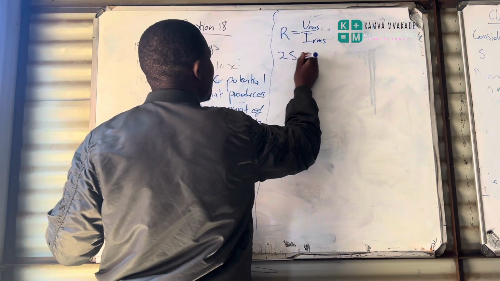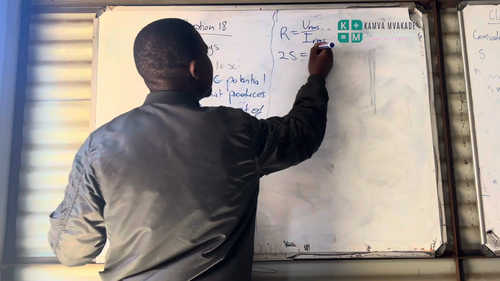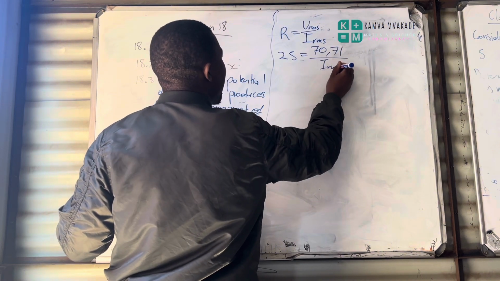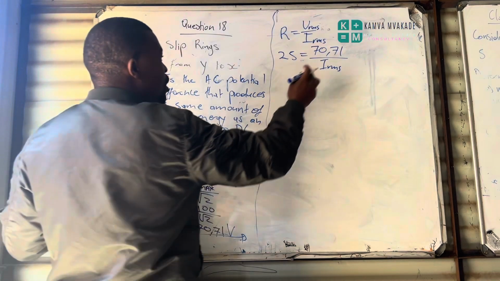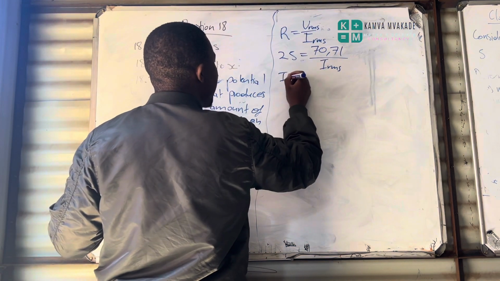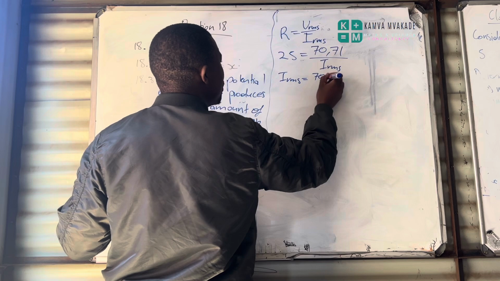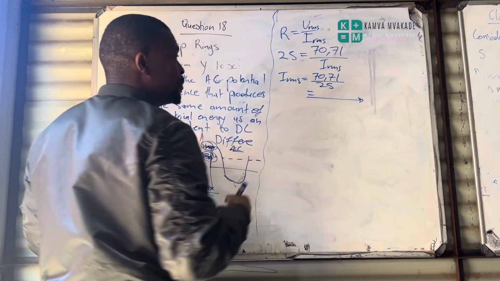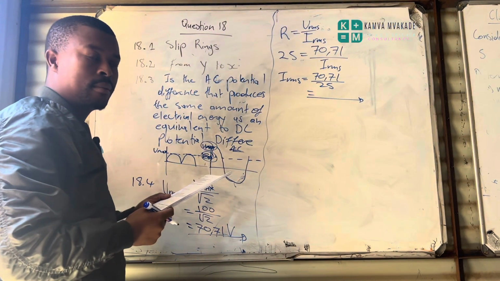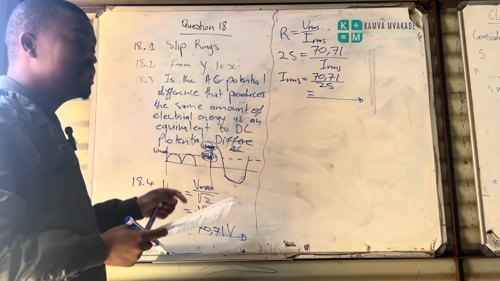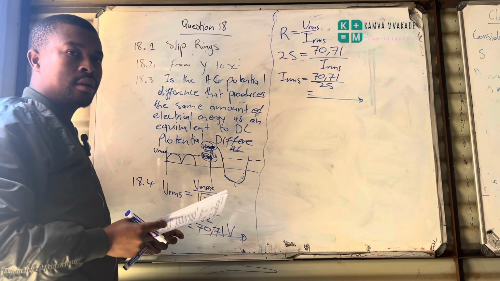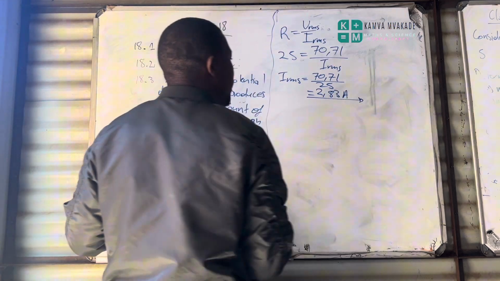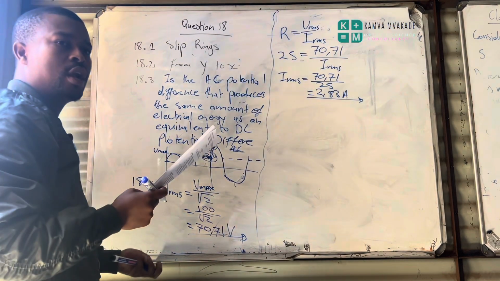We have 25 ohms equal to 70.71 V RMS over I RMS. We cross multiply here. Cross multiplication will give us I RMS is equal to 70.71 divided by 25. How much are we getting there? You see what I did there? 2.83 amperes. Are we together, good people?